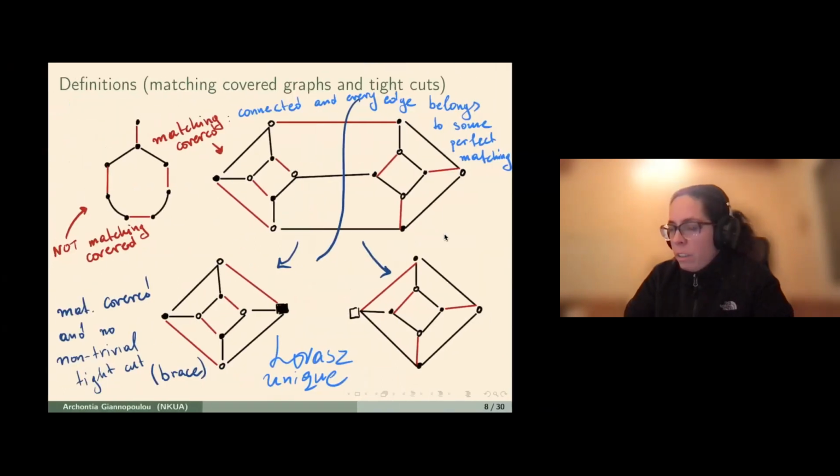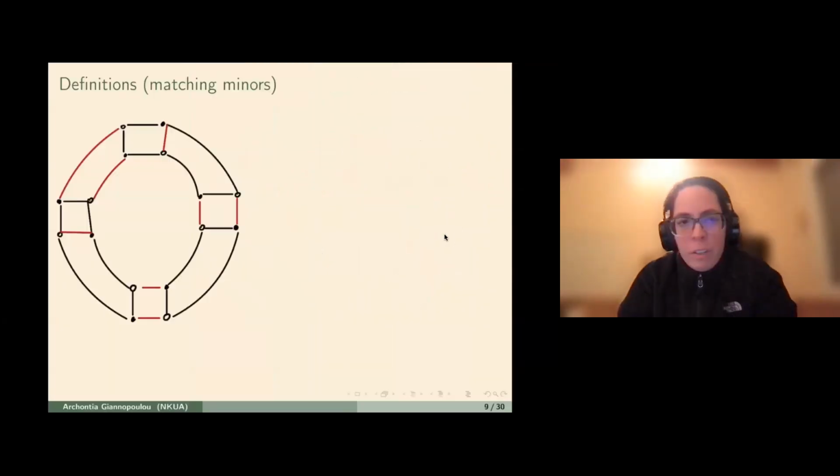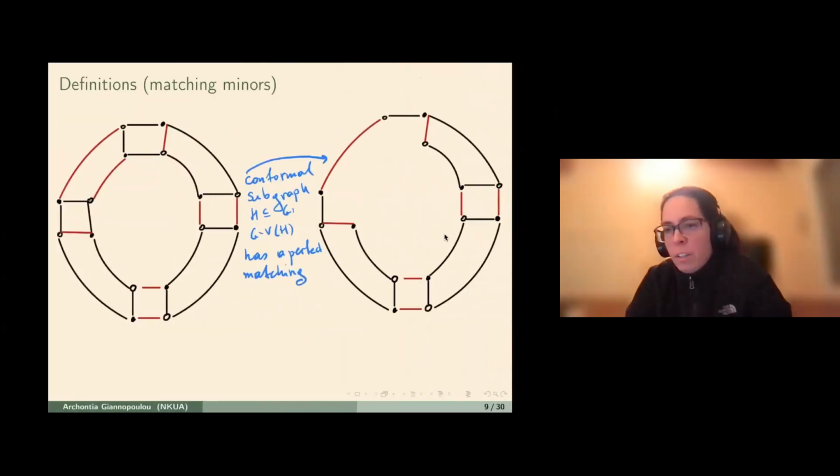I'm going to need all those definitions when I'm discussing the statement of the flat wall, and in particular when I'm discussing the flatness. So another definition I'm going to need is that of matching minors. And for that I'm going to need, unfortunately, some more definitions, which is that of a conformal subgraph.